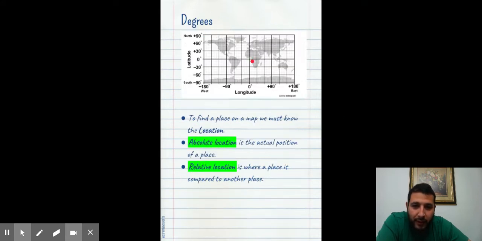So the degrees, that's how they measure this. If you go up, it's 90. If you go down, it's also 90, but it's south. I know here it's negative, but it's south and this is north. That's why you need your map tools. You need to see the labels.